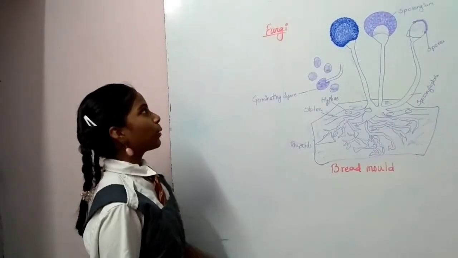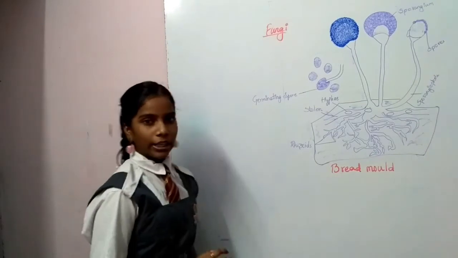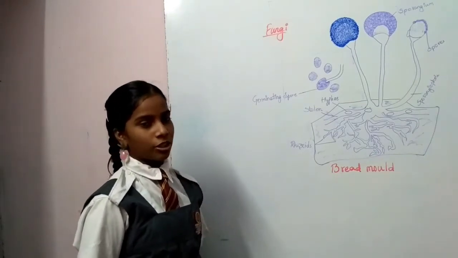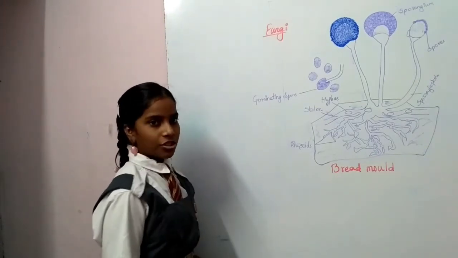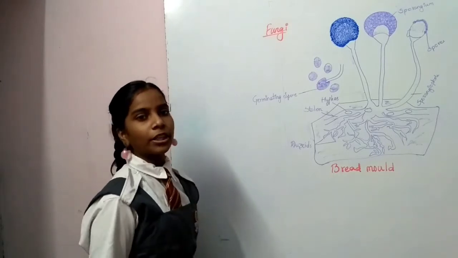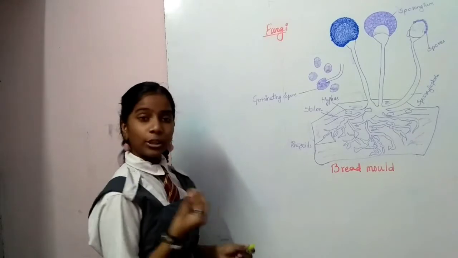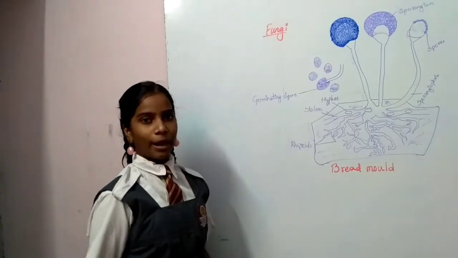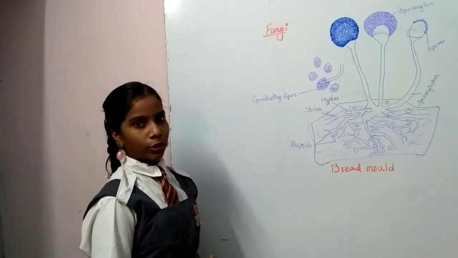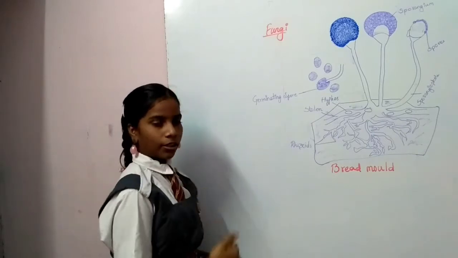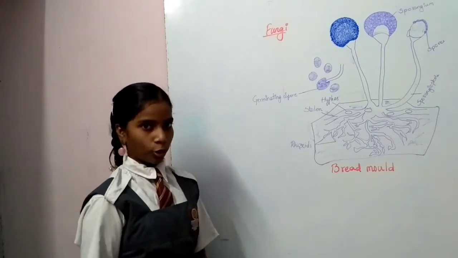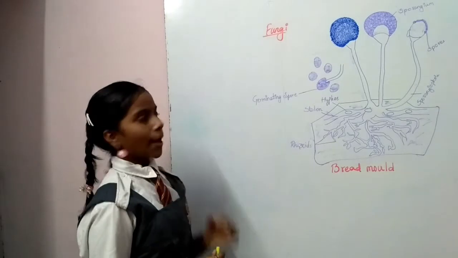So now I would like to explain about fungi. The fungi undergoes two types of nutrition, that is saprophytic nutrition and symbiotic relationship. Saprophytic nutrition: the organisms that take the nutrients from the dead and decayed matter is known as saprophytic nutrition, and whatever organism undergoes that nutrition are known as saprotrophs. So a fungi is a saprotroph.